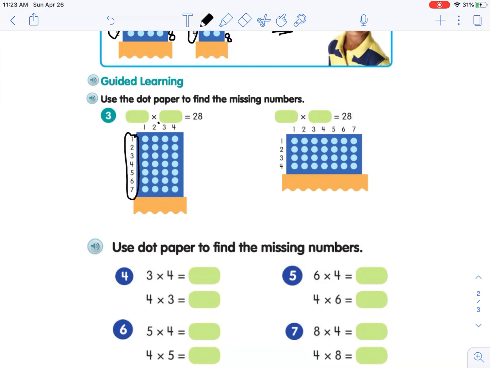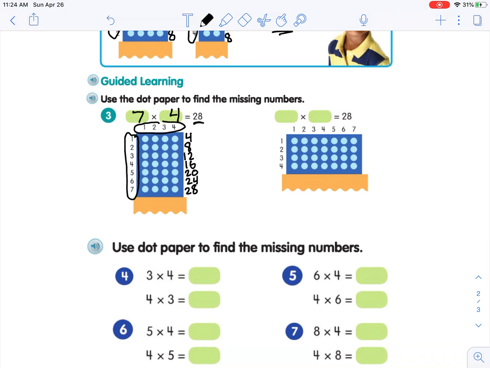Here are my 7 groups, and I have 4 in each group. So I know I have 7 groups, 4 in each group. 7 times 4 is 28. Let's double check. Oh, I'm not going to skip count by 7s. I'm going to skip count by 4s. 4, 8, 12, 16, 20, 24, 28. There we go. Oh, interesting.